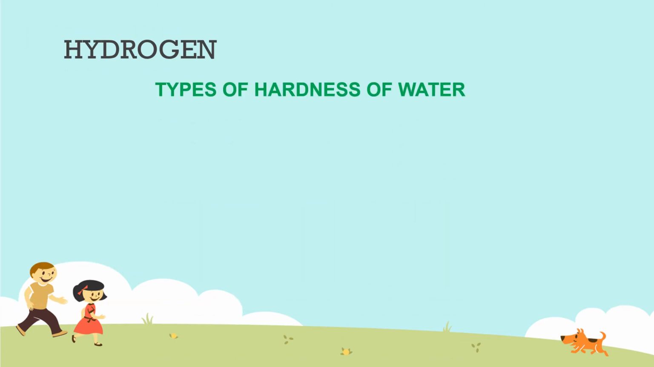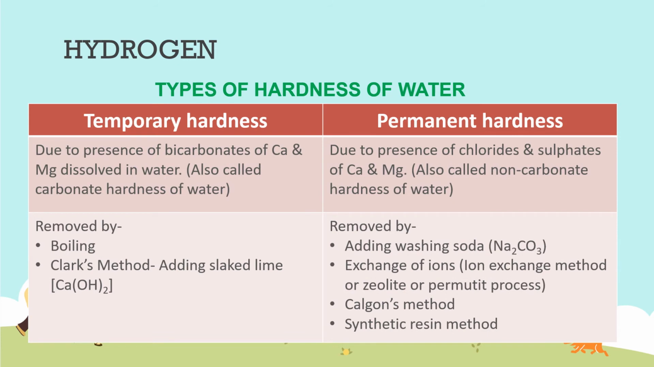So we have two types of hardness of water now. One is temporary hardness and the other is permanent hardness. The temporary hardness is because of the bicarbonates of calcium and magnesium, whereas the permanent hardness is because of the chlorides and the sulfates of calcium and magnesium. Temporary hardness is because of bicarbonates, so we also call it carbonate hardness, and permanent hardness we also call non-carbonate hardness of water. Then we have different ways to remove this hardness. Temporary hardness we can remove by simply boiling, or we can use Clark's method where we add slaked lime, that is calcium hydroxide, to the water, and the temporary hardness is removed.